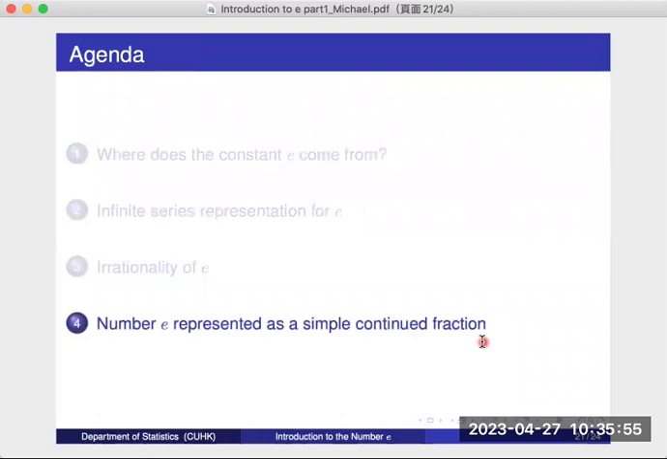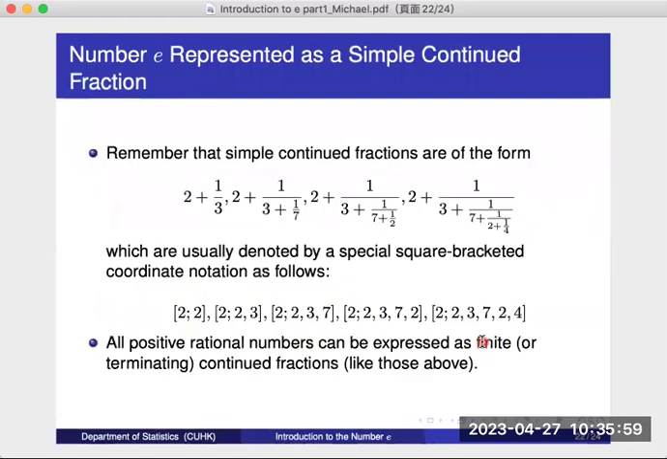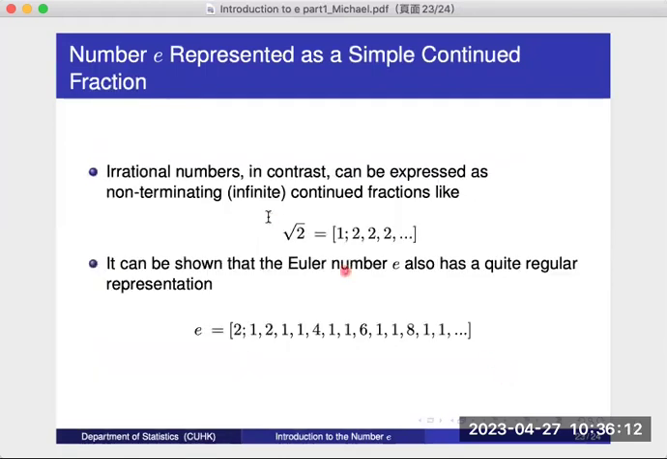Now, let's move on to the representation of e as a simple continued fraction. Simple continued fractions are of the form 2 plus 1 over a finite continued fraction. All positive rational numbers can be expressed in this form. Irrational numbers, on the other hand, can be expressed as non-terminating infinite continued fractions.